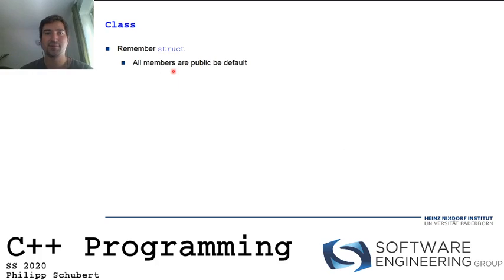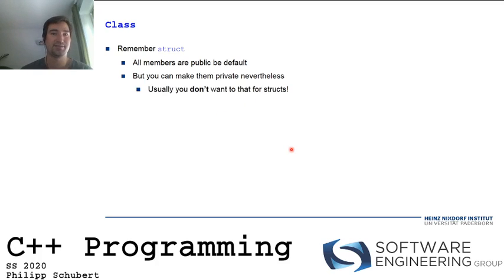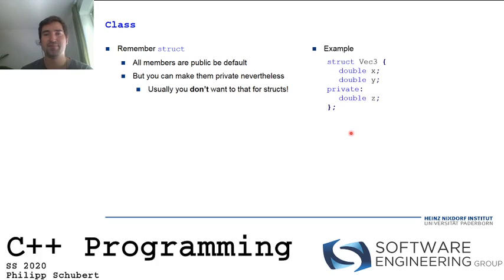So with struct, all members are public by default. You can also make some members private using the keyword private. Usually you don't wish to do that for structs, but it works anyway. So you can have a struct vec3 with 2 double variables x and y, which are just as is. And then you can have a private section and define an additional double variable z. And then this would work.